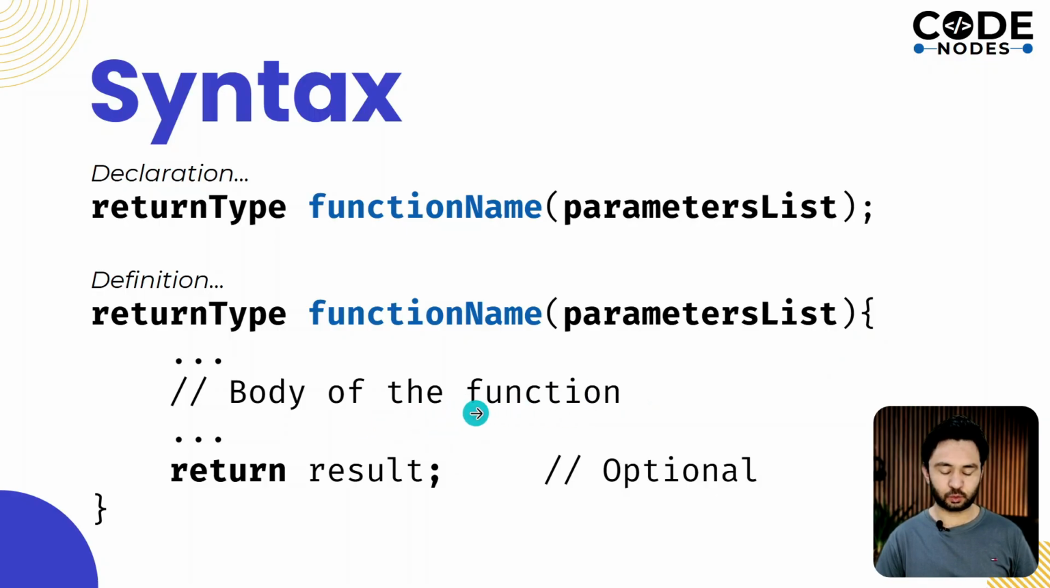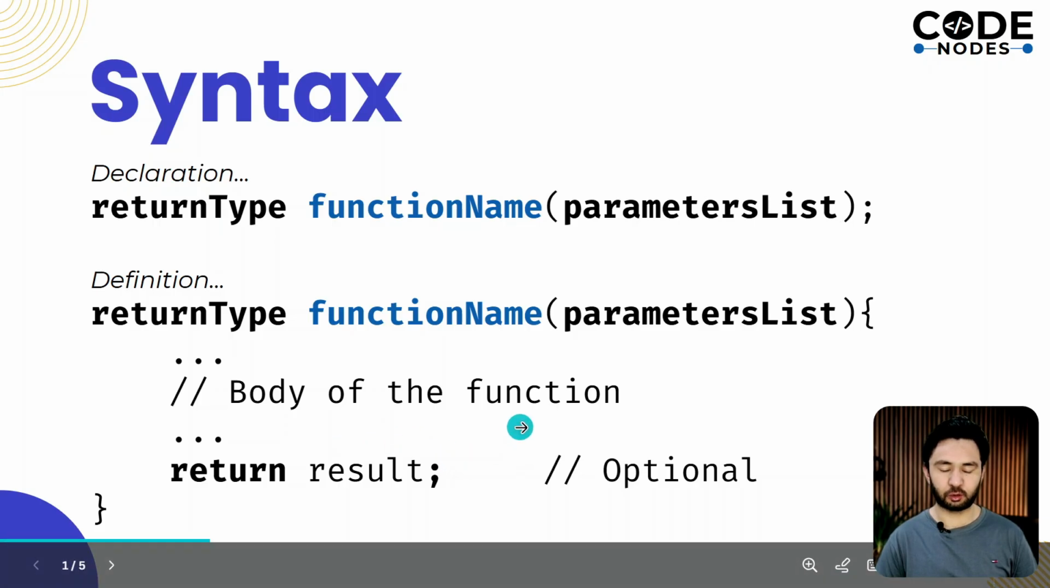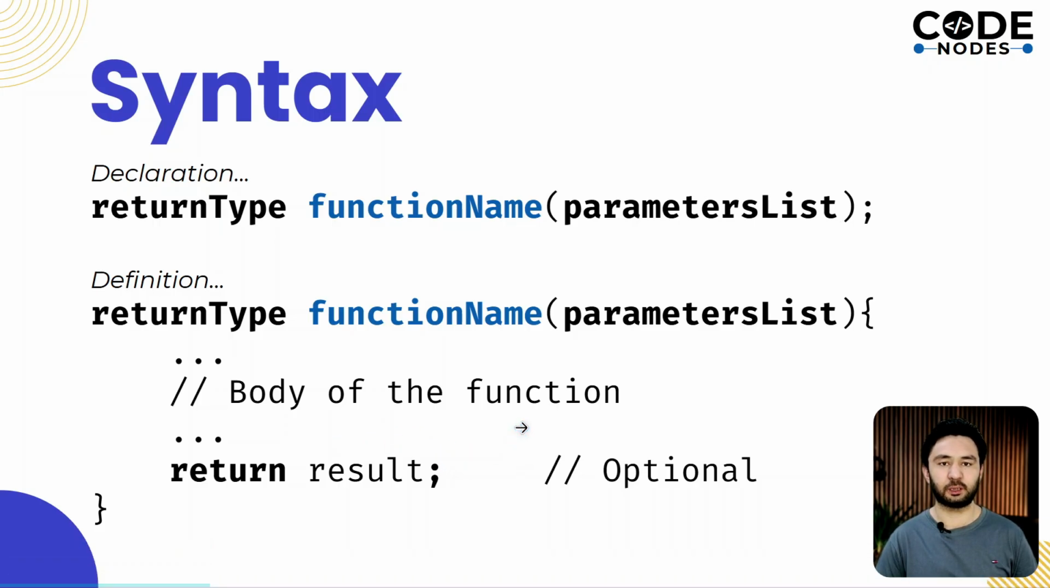Inside the braces, we write the operation that the function is performing, and it may return the result. The return result is optional because some functions do not return a result. We will understand it when we move forward. Now let's look at the example.